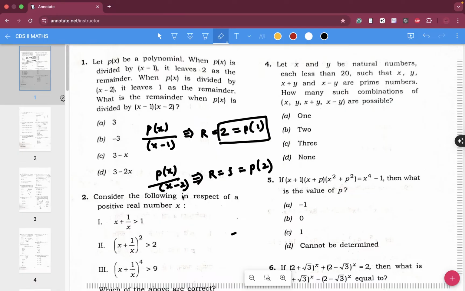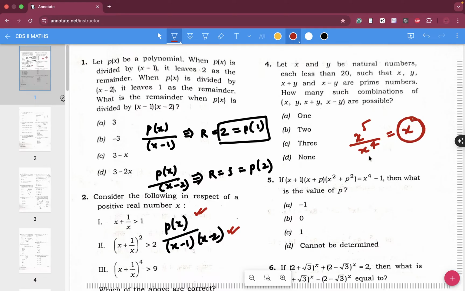Now they are asking what is the remainder when p of x is divided by x minus 1 into x minus 2. Let's understand that you are dividing this polynomial by a 2-degree polynomial. If I want to divide x raised to the power 5 by x raised to the power 4, the remainder is x. So the degree of the remainder is less than the degree of the divisor.